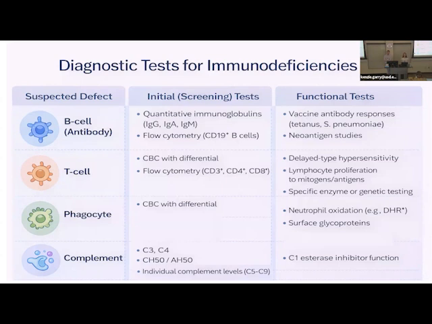For phagocyte disorders, you can do the neutrophil oxidation test, which with chronic granulomatous disease would show up as irregular. And then complement deficiencies, that CH50 was talked about a lot. If they have any defect in any of the areas of the complement, then it's going to come up as irregular.